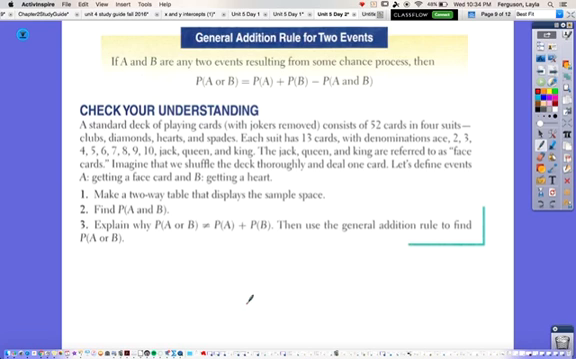So the general addition rule for two events: if A and B are two events resulting from some chance process, then the probability of A or B would be the probability of A plus the probability of B minus the probability of A and B at the same time. So this is for when they're not mutually exclusive.